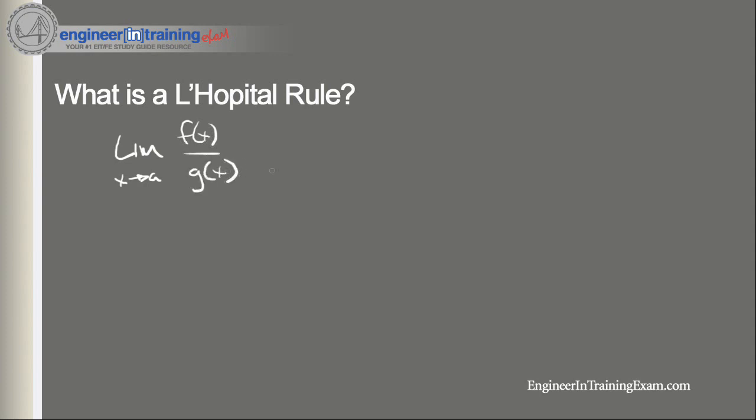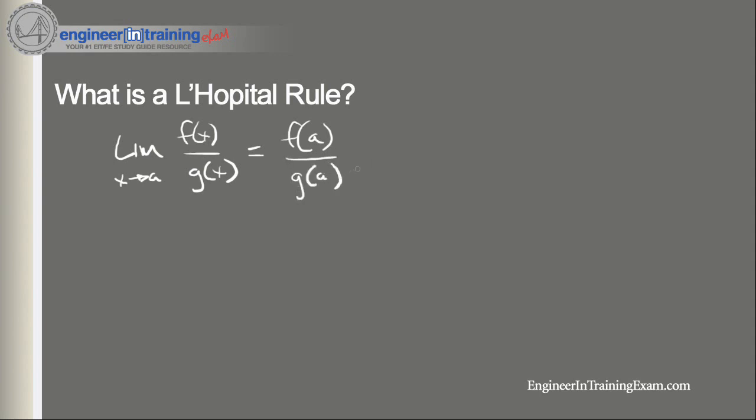If at a, both f of x and g of x are finite, and g of a is not equal to 0, then the typical process of finding the limit would be plugging in a wherever we see x in those functions. So our limit would simply be f of a over g of a.